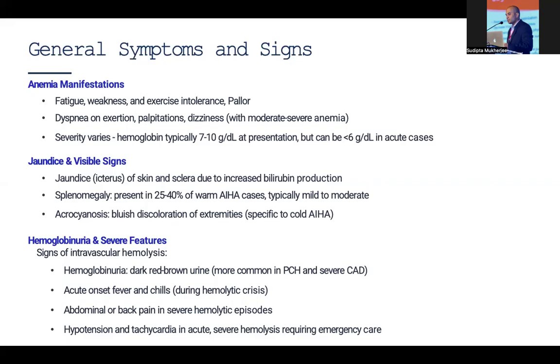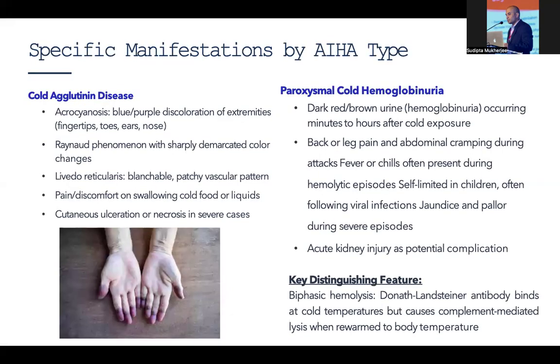So you'll get hemoglobinuria presented with dark brown urine. More common is paroxysmal cold hemoglobinuria and the severe cold variety: acute onset fever and chill because of hemolytic crisis, abdominal or back pain in severe hemolytic crisis, and hypotension and tachycardia in acute severe hemolysis. And they may present as emergency cases.